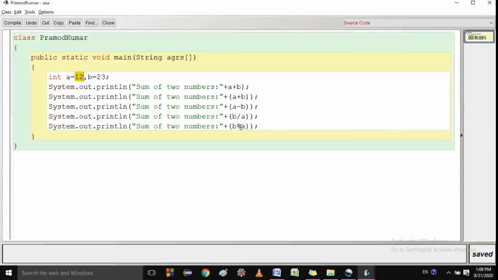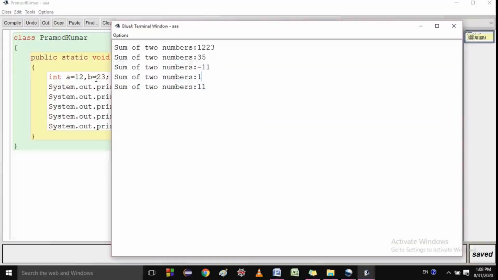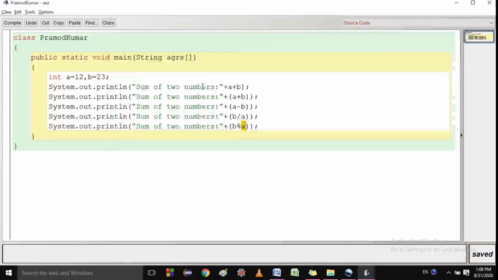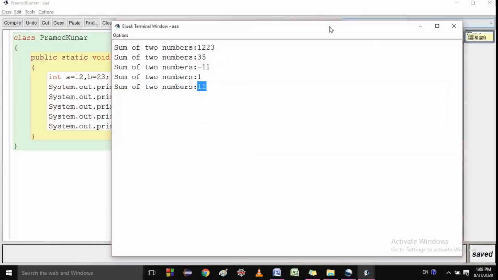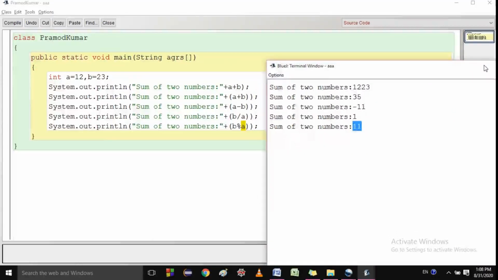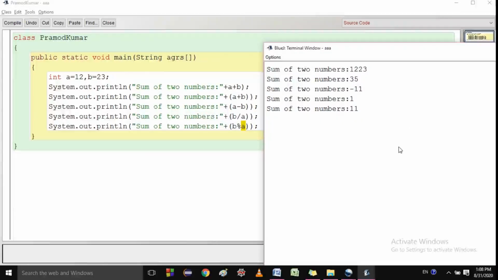So B modulo A. How many remainders will you get? If you divide 23 by 12, 12 goes into 23 one time, and the remainder is 11. See the answer. Yes, you get the remainder 11. So I am attaching the output here, and just match it with this. This is the code and this is the output. So match the code with the output. I think you do not have any problem with this.